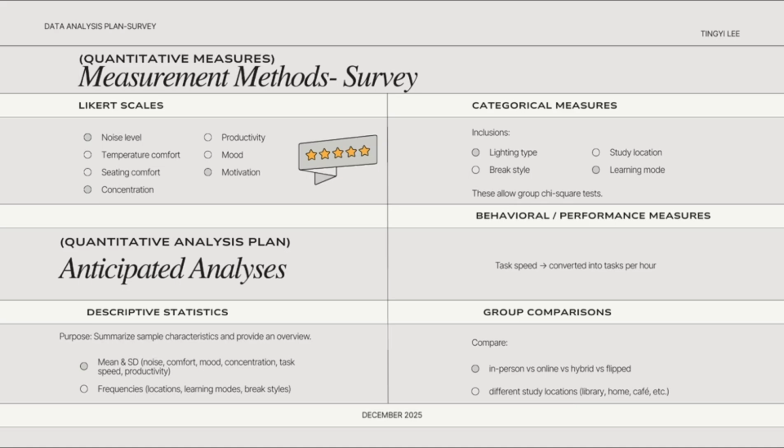For measurement methods, more subjective perceptions were collected using a 1 to 5 Likert scale, while variables like lighting type, study location, break style, and learning mode were categorical. Task speed served as our behavior measure because it reflects actual performance.